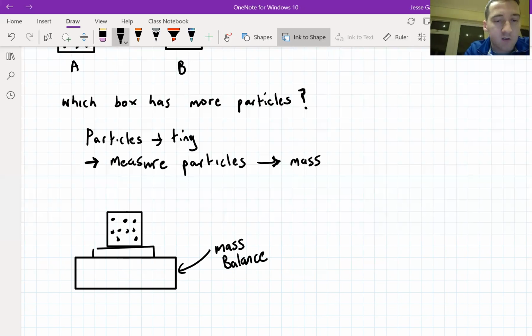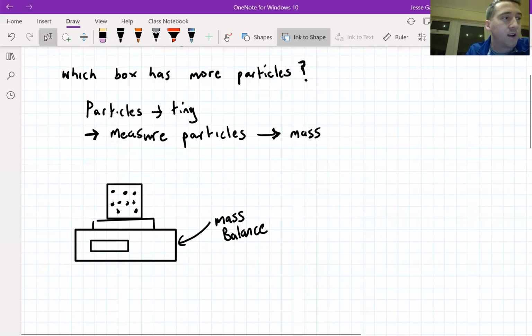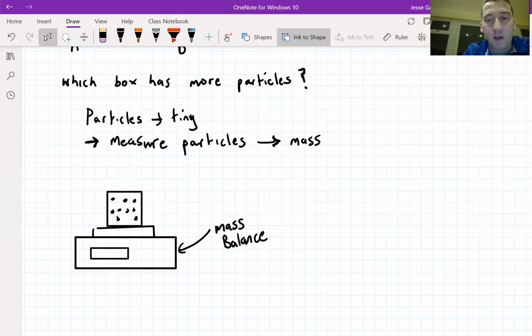The screen number is going to be used to find out how much mass is there. Now, let's just say we also take a mass balance and then how much substance.